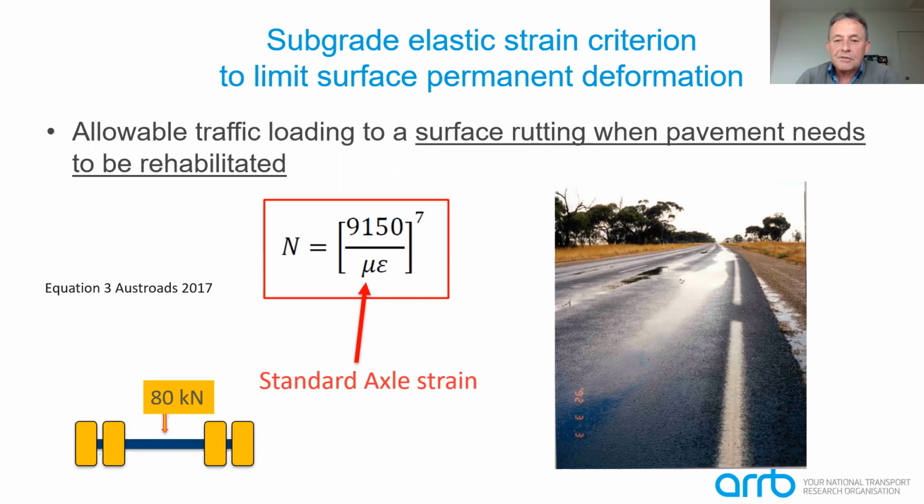So we don't specify in the guide, but the allowable loading is to a terminal condition when the pavement needs to be rehabilitated. And so we estimate that allowable loading from the vertical compressive strain on the top of the subgrade under a single axle with dual tyres loaded to 80 kilonewtons, our standard axle.